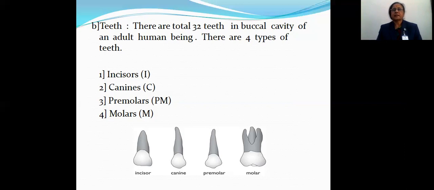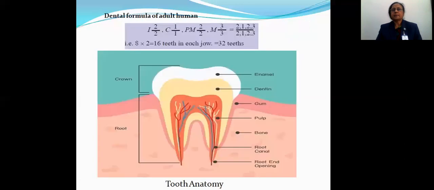These teeth are incisor, canine, premolar, and molar. Here a diagram is present, showing incisor, canine, premolar, and molar. The upper jaw bears 16 teeth and the lower jaw 16 teeth. Total 32 teeth are present. Each half jaw bears 8 teeth. So the dental formula is of the half jaw.